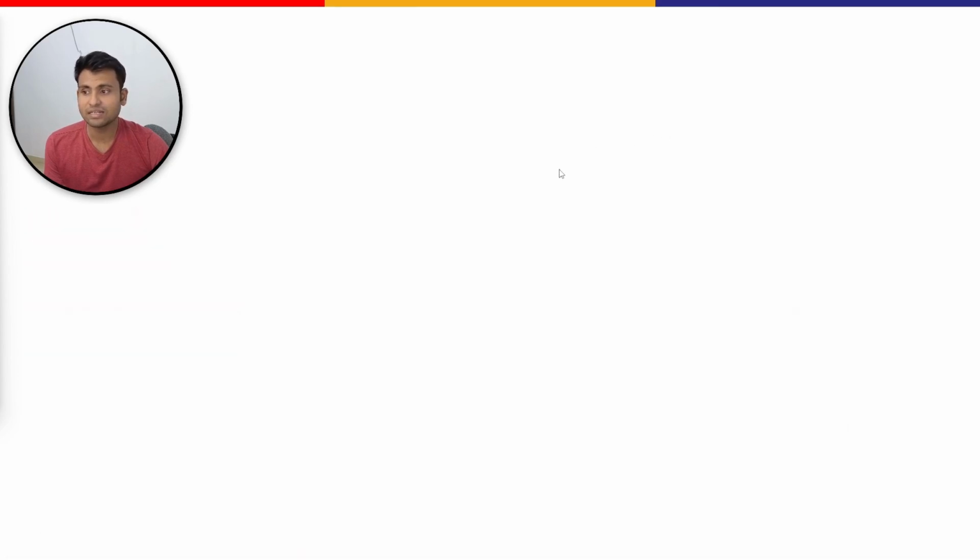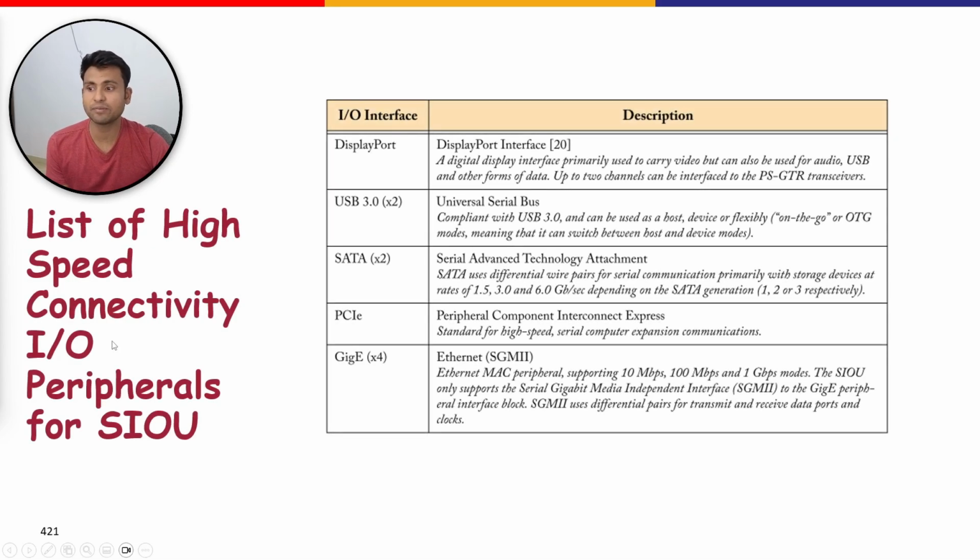Let's look at the list of high-speed connectivity input-output peripherals for the SIOU. First, we have a DisplayPort. So the DisplayPort interface is a digital display interface primarily used to carry video, but it can also be used for audio, USB, and other forms of data. It has up to 2 channels which can be interfaced to the PS-GTR transceivers. Next, we have the universal serial bus, which is compliant with the USB 3.2 as we have already discussed.